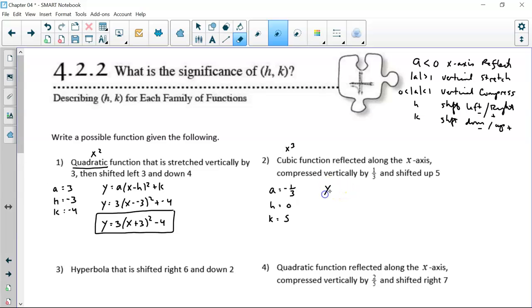Our cubic function is in the form y equals a times x minus h cubed plus k. So y equals negative 1/3 times x minus 0 cubed plus 5. Now we can clean this up. Negative 1/3, and then we can just put x cubed plus 5.